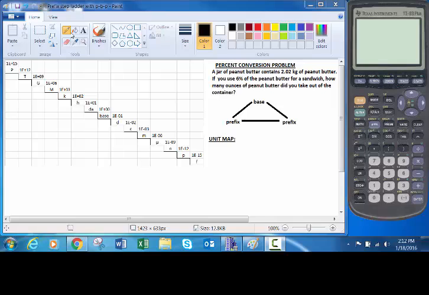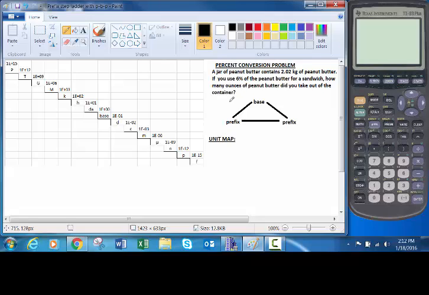So in our problem, it says a jar of peanut butter contains 2.02 kilograms of peanut butter. If you use 6% of the peanut butter for a sandwich, how many ounces of peanut butter did you take out of the container?